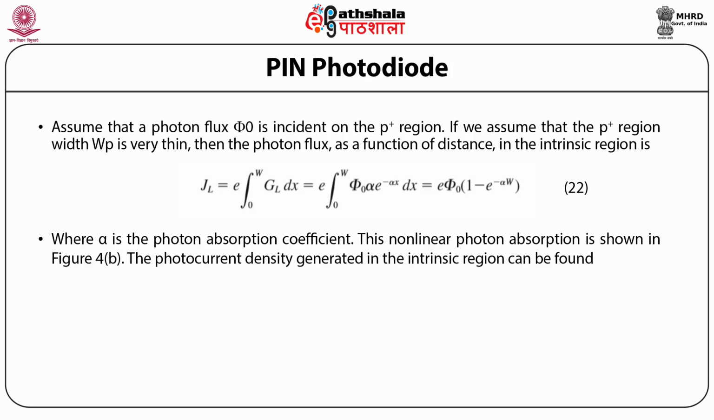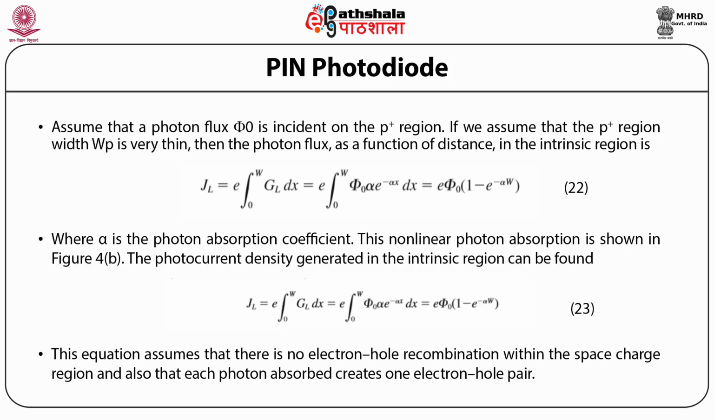So the photocurrent density generated in the intrinsic region can be found by JL equal to E multiplied by integral 0 to W of GL dx, equal to E multiplied by integral 0 to W of phi naught alpha e to the power minus alpha x dx, equal to E phi naught multiplied by 1 minus e to the power minus alpha W. This equation assumes that there is no electron-hole recombination within the space charge region, and also that each photon absorbed creates one electron-hole pair.